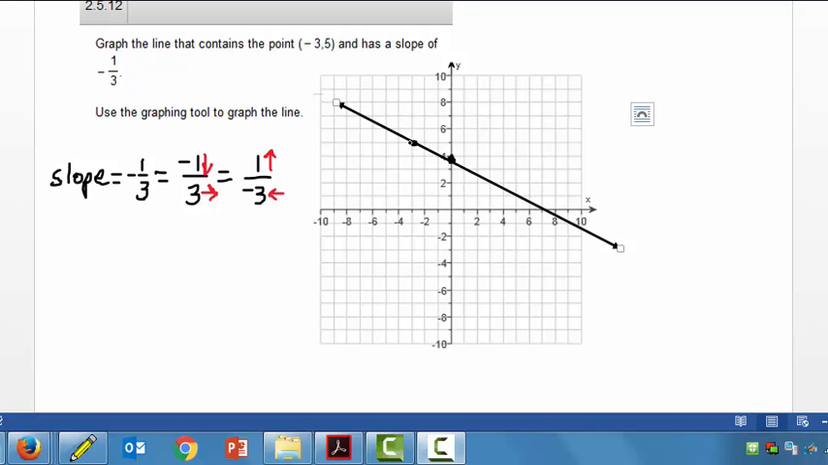But notice if we had gone 1 unit up and 3 units to the left, we still would have wound up on the line. So from our point, we could have gone 1 unit up and 1, 2, 3 units right, and we still would have been on the same line. Or 1 unit up and 1, 2, 3 units left would still have landed us on the same line.